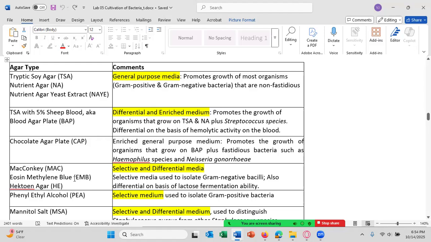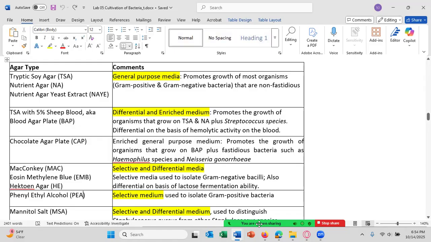If the bacteria can ferment the sugar lactose and it's growing on eosin methylene blue, the bacteria will either be a dark color like a black, real close to black, or it will be metallic green if it can ferment the sugar lactose on EMB. And if the bacteria can ferment the sugar lactose and it's growing on HE plates or Hektoen agar, it will be a salmon color. For those of you who do not know, salmon is a yellow-orange color.